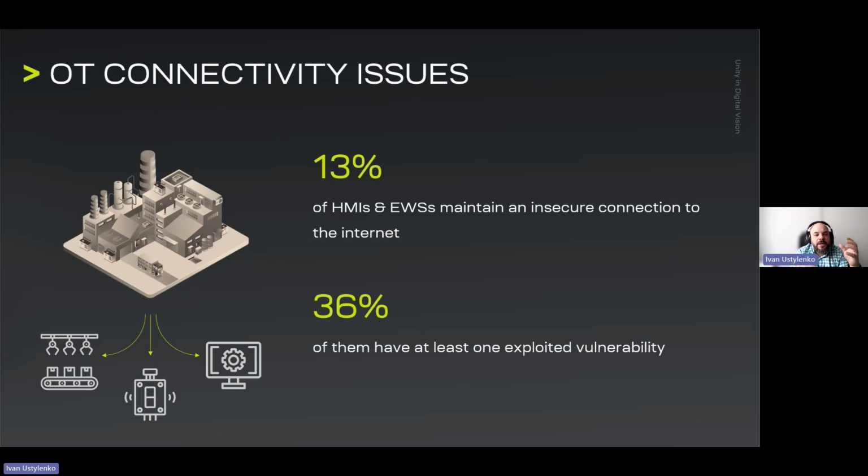And what you see here is the fact number one is that 13% of the HMIs, the human machine interfaces, and engineering workstations maintain an insecure connection to the internet. Well, that might be good, might be bad. But what is even worse is that 36% of these devices have at least one vulnerability that is actively exploited in the real world. So when you connect the two, then you can easily see that it can only take one device that has an insecure connection to the internet and the vulnerability that is actively exploited.